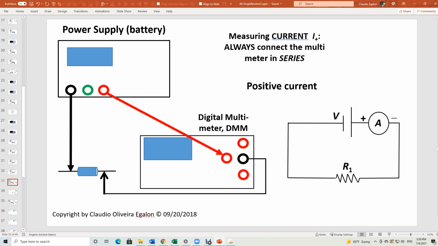Let's see if we can measure the current here. Yeah, we can measure the current. I'm going to show you the current. Here you go. See, 15.97 milliamps. Here you go. 15.92 milliamps. If we change the resistor, we should change the current.